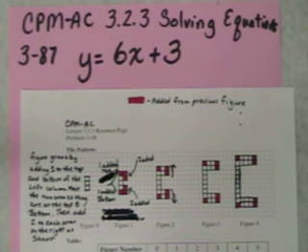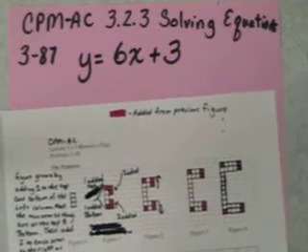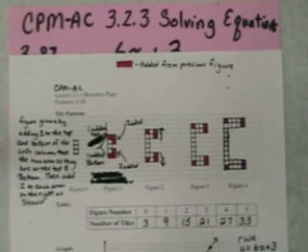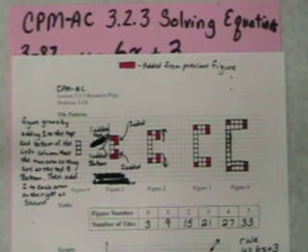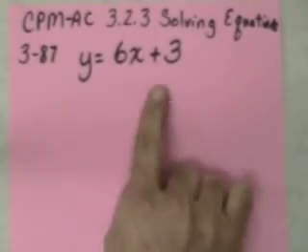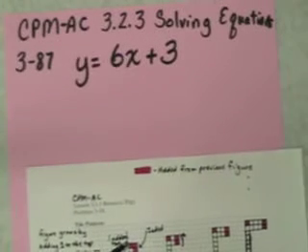In section 3.2.3, we continue solving equations, and we're going to use them to solve problems. The section started out in problem 87, going back to section 3.1.3 where we did the growing pattern that looked kind of like a C. And we discovered that when we did that, we got this rule, y equals 6x plus 3.